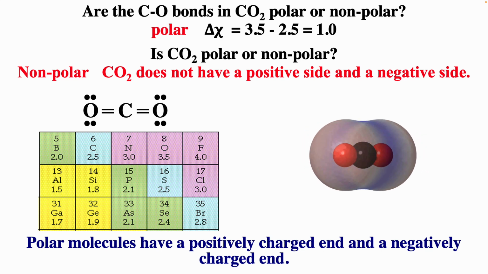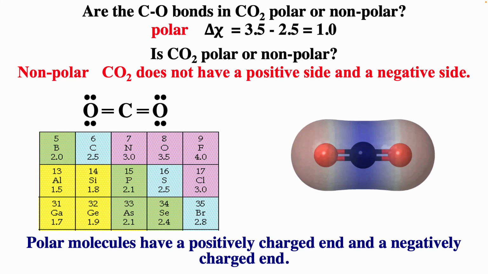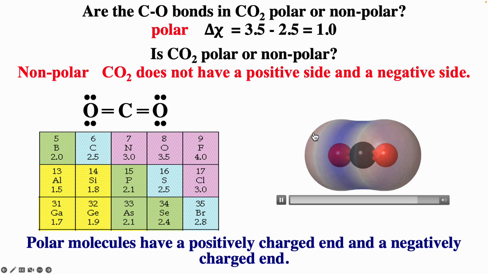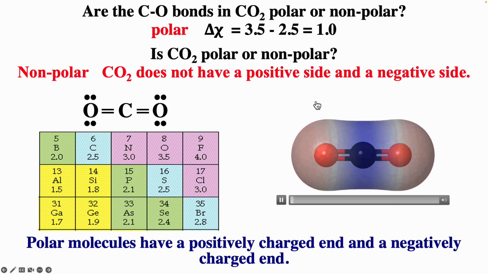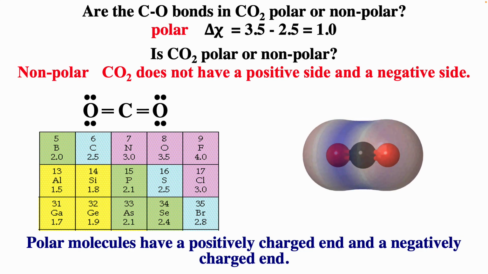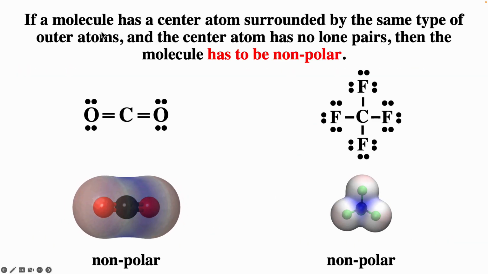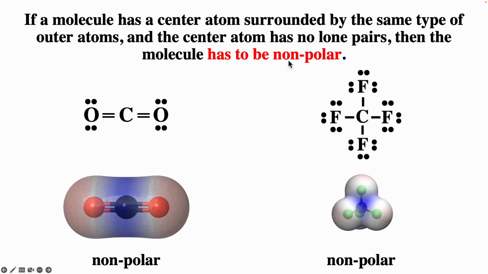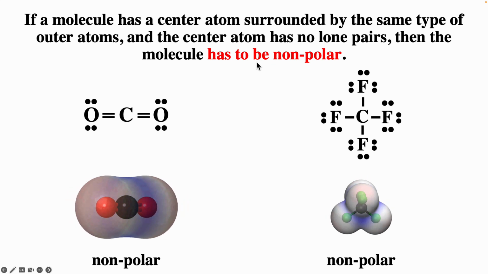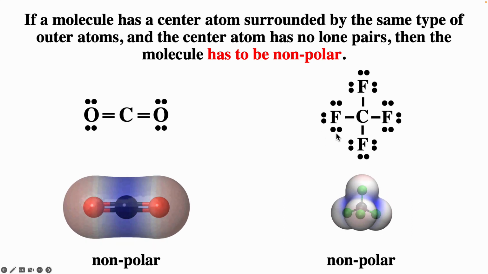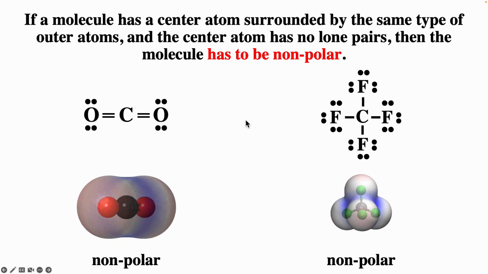And again, to understand if a molecule is polar or nonpolar, we have to be able to visualize it. For CO2, you have a partial negative on one end, a partial negative on the other end. To have a polar molecule, one end has to be partial positive, and the other end has to be partial negative. And again, please remember, if you have a molecule with a center atom surrounded by the same type of outer atoms and there are no lone pairs in the center, that molecule has to be nonpolar. So CO2 is nonpolar, CF4 has to be nonpolar.